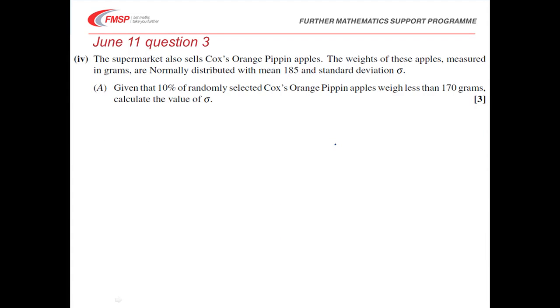Okay, so the supermarket also sells Cox's orange pippin apples, and the weight of these apples measured in grams are normally distributed with a mean of 185 and a standard deviation of sigma. So I'm not told about that yet, but I'm given that 10% weigh less than 170 grams. So the probability that the Cox apples weigh less than 170 grams is equal to 10%. And we've got to calculate the value of sigma. So again, it's very similar to a previous question. This is a probability which is going to lead to a negative z value when we do this.